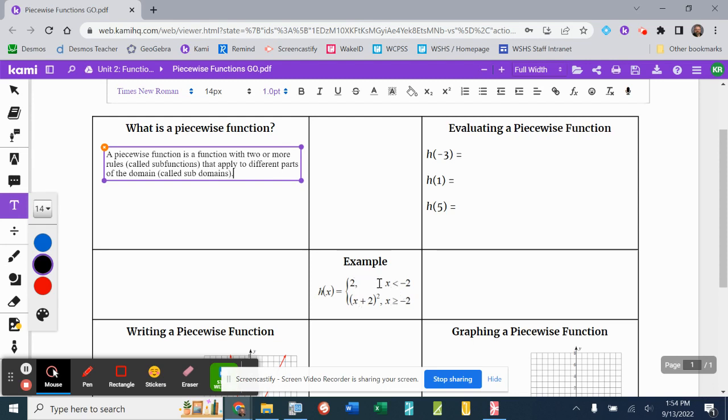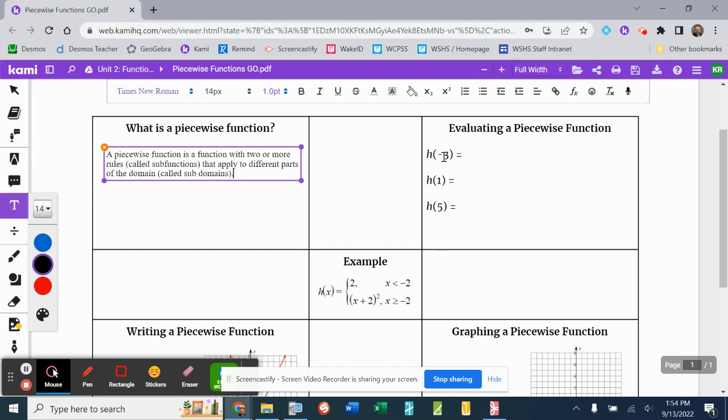Now, sometimes from some sources, it may have an "if" or "or" instead of a comma, or it might say "when" instead of a comma. But the image I used here has a comma. So it's separating the subfunction from its subdomain. When evaluating a piecewise function, I have to consider the value they want me to find and what subdomain it would fit in. This is going to help me select which rule I'm using.